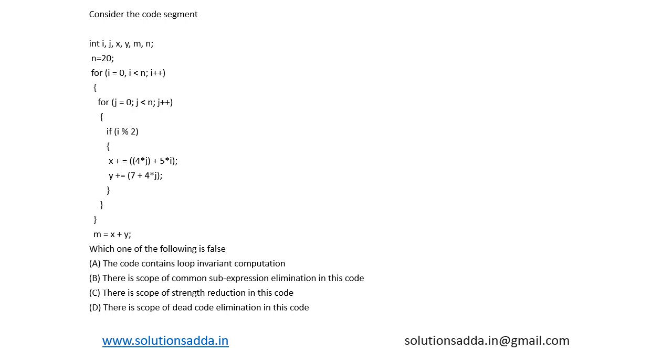The code contains loop invariant computation. This is actually true. This 5 into i can be moved from the inner loop to the outer loop. This is a loop invariant computation, so this is true. Second one is there is scope for common subexpression elimination. 4 into j is happening twice, so 4j is a common subexpression. So we have scope for common subexpression elimination.